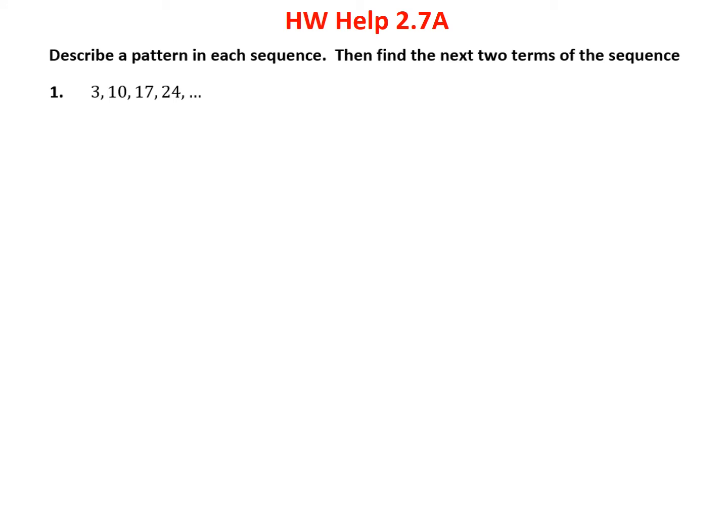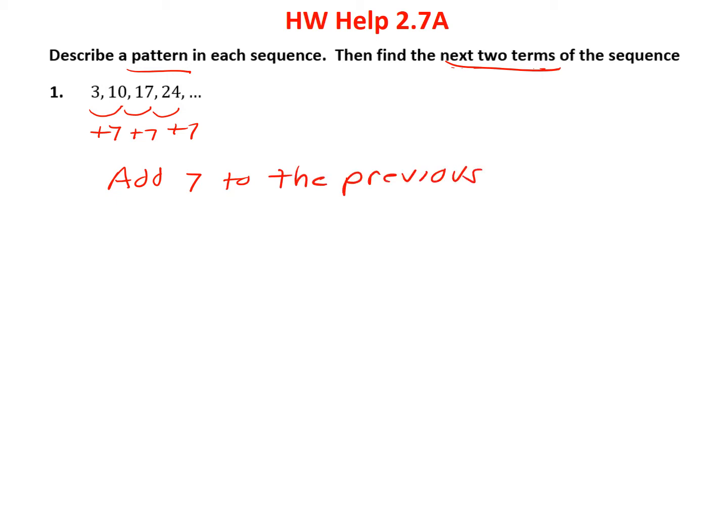The first problem asks us to describe a pattern in each sequence, then find the next two terms. So we're looking at these and seeing if we can see what's happening here. I notice from 3 to 10, it goes up 7. And then the next one, 10 plus 7 is 17. And finally then it adds 7 again. So to describe this pattern, you simply add 7 to the previous term. Whatever your term is, add 7 to get to the next term.